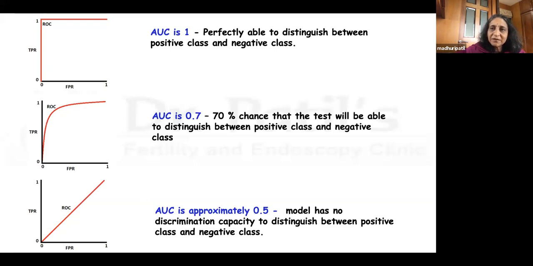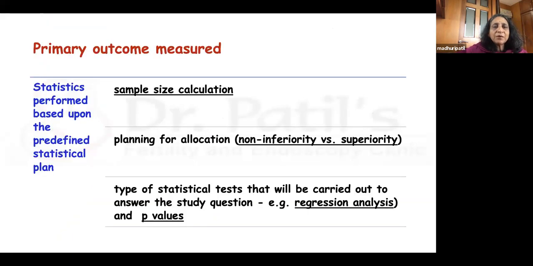If it's understood by everybody, I'll go to the post-hocs. So when we talk about the post-hoc test, in any research paper you're writing, you have to have a primary outcome and you have to have a secondary outcome. For the primary outcome, you have to have the statistics performed based upon the predefined statistical plan, where we have to do the sample size calculation.